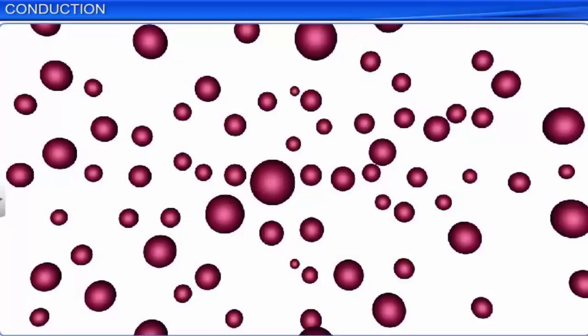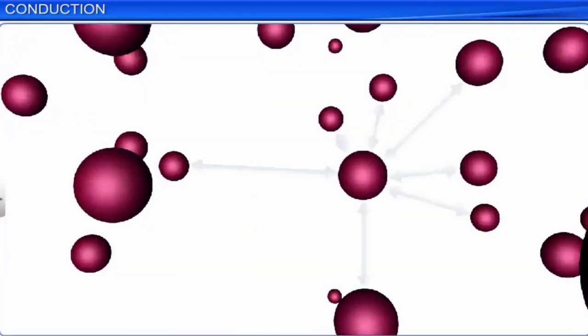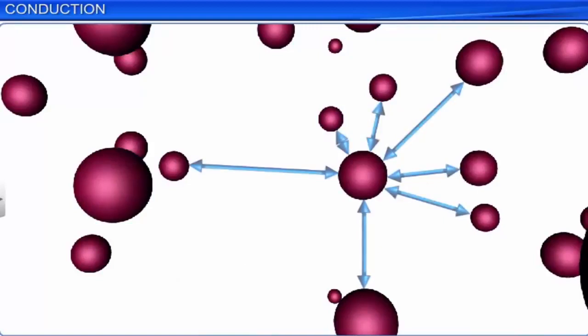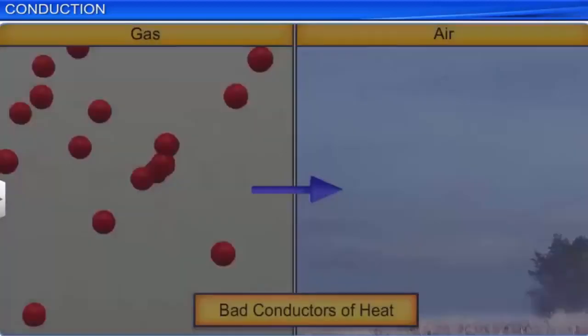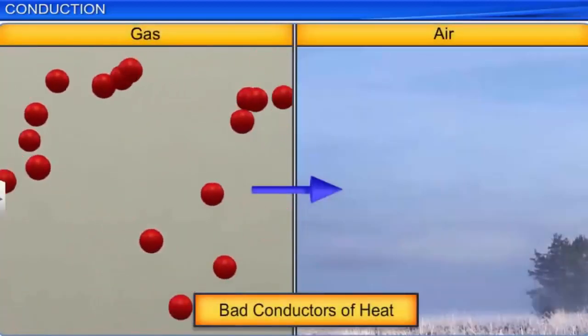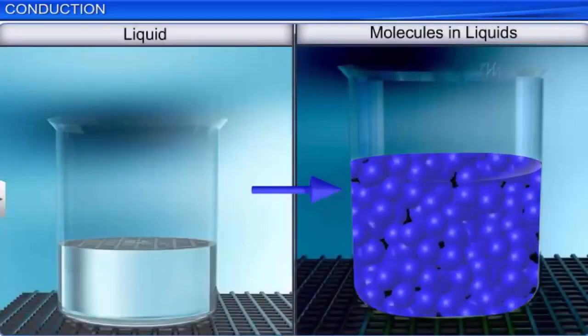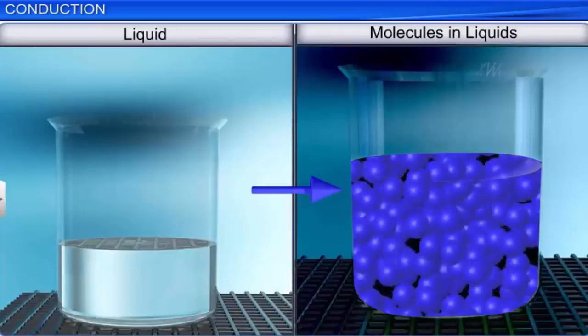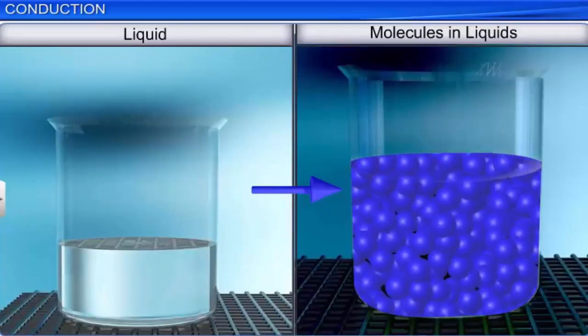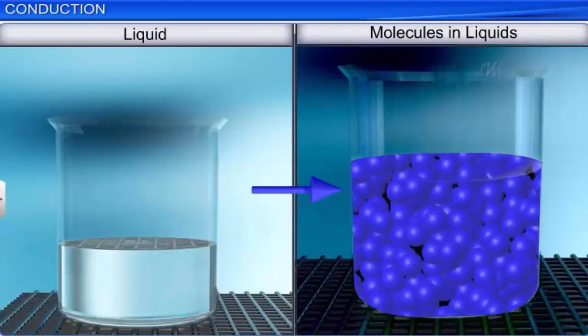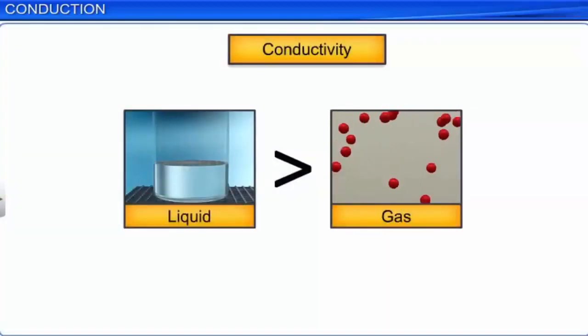In the case of gases, the molecules are far apart and hence the exchange of energy among them is very difficult. Therefore, gases are very bad conductors of heat. In the case of liquids, the intermolecular space is more than in solids and less than in gases. Therefore, the conductivity of liquids is greater than that of gases, but less than that of solids.